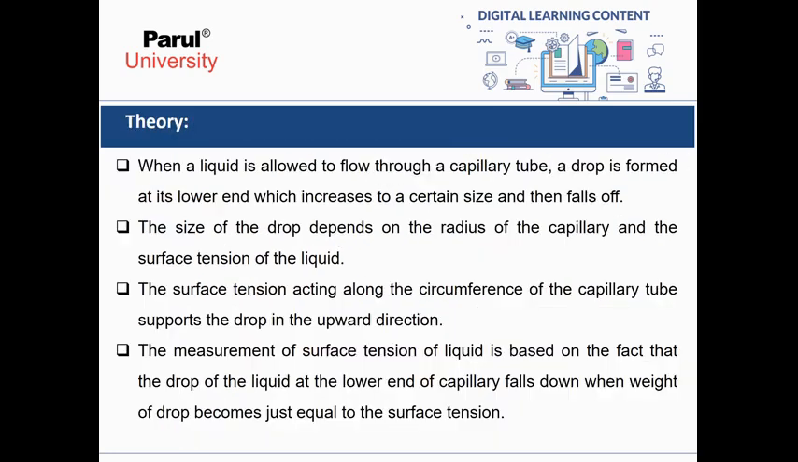When a liquid is allowed to flow through a capillary tube, a drop is formed at its lower end, which increases to a certain size and then falls off. The size of the drop depends on the radius of the capillary tube in the stalagometer and the surface tension of the liquid. The surface tension acting along the circumference of the capillary tube supports the drop in the upward direction. Hence, the measurement of surface tension of a liquid is based on the fact that the drop of the liquid at the lower end of the capillary falls down when the weight of the drop becomes just equal to the surface tension.